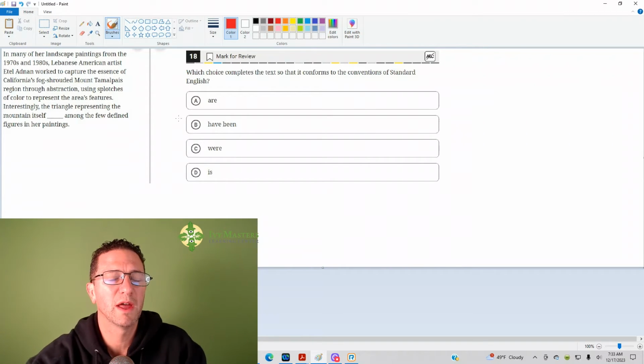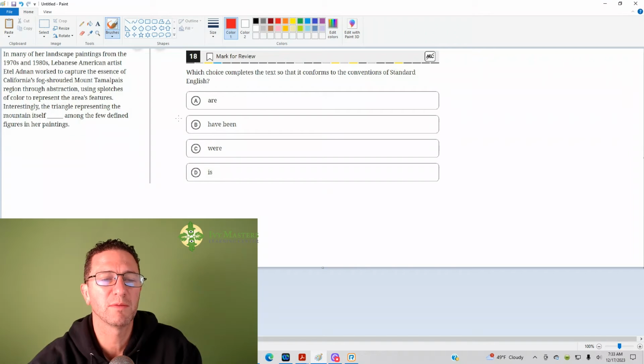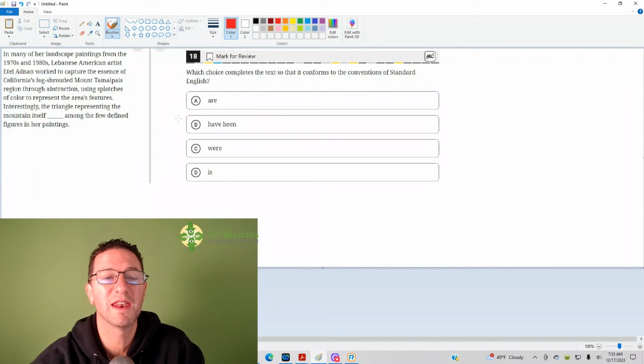Subject-verb agreement, we've got to identify the subject. We've got to take out prepositional phrases, any phrases that are not necessary to the sentence. Put the subject right next to the verb. If it's still unclear, replace plurals with they, replace singulars with it, he, or she.